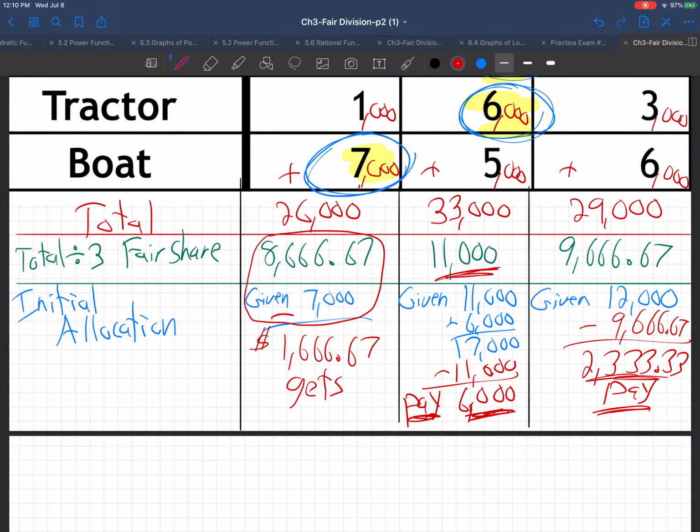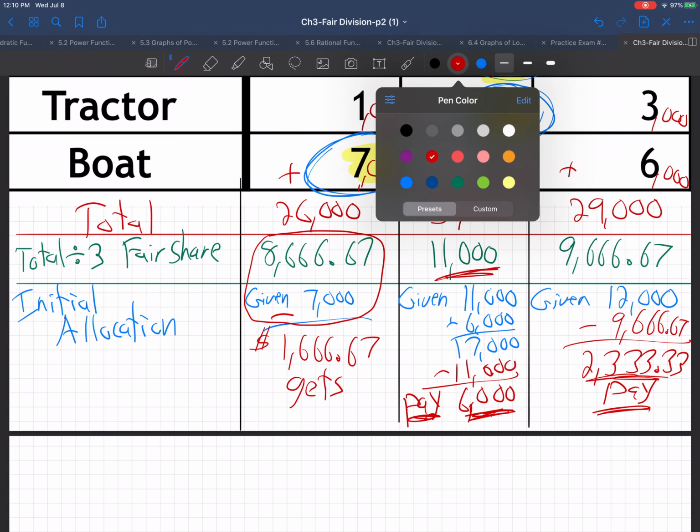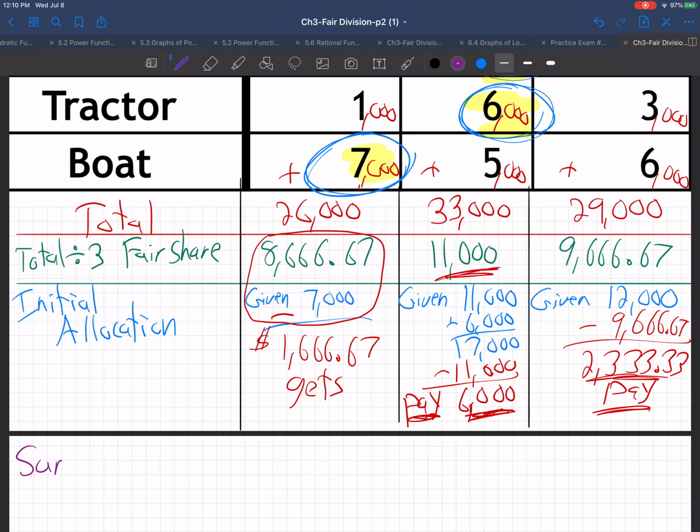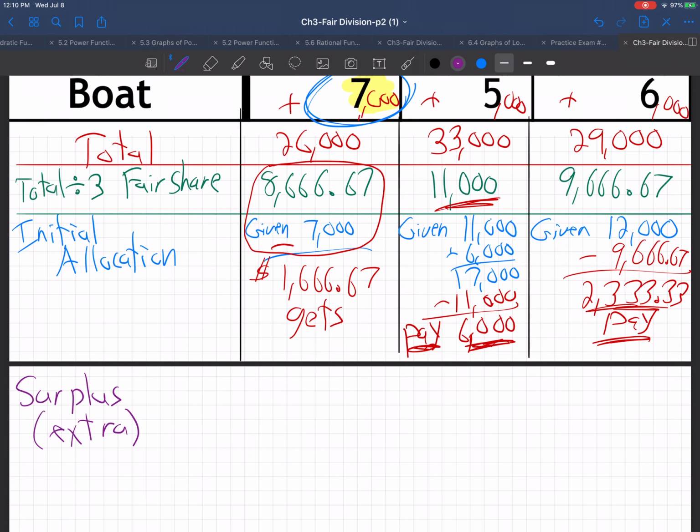Now we need to calculate the surplus. The surplus is the extra money in the estate. How do you figure the surplus? It's always the total paid minus the total given out. So the total amount of money paid into the estate minus the total money given out from the estate. So what's the total money paid into the estate?